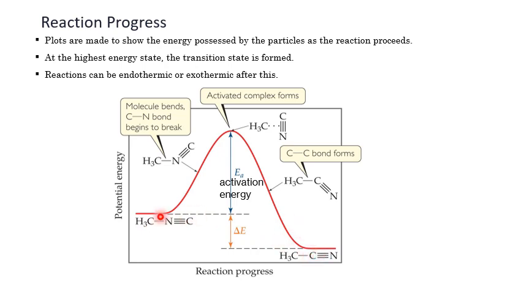So how is that happening? The atoms in the molecule are reorganized at this highest energy level. So the organization of the atoms at this highest energy state is called the transition state or the activated complex. The energy needed to form this state, we call activation energy and it is represented by EA.